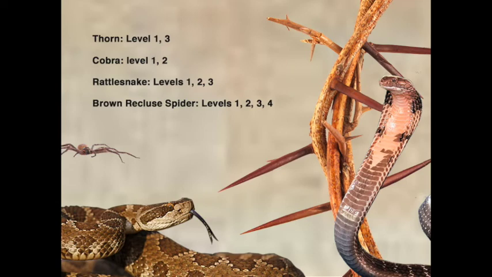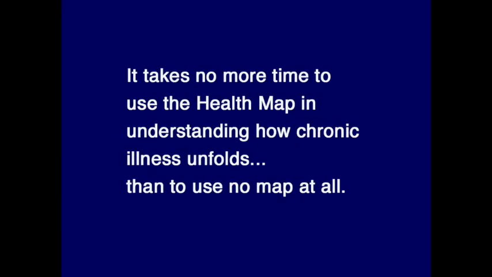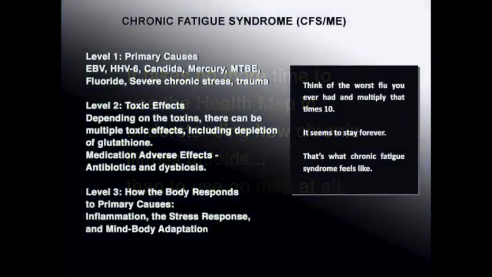With practice, with any health issue, you can run through the 4 steps very quickly. It takes no more time to use the health map in understanding how chronic illness unfolds than to use no map at all. Now, let's look at chronic fatigue syndrome, CFS. CFS is a complex illness caused by numerous primary causes and which involves all 4 levels. In CFS, level 4, metabolic chaos, is much more complicated than it is in the examples we've looked at so far.